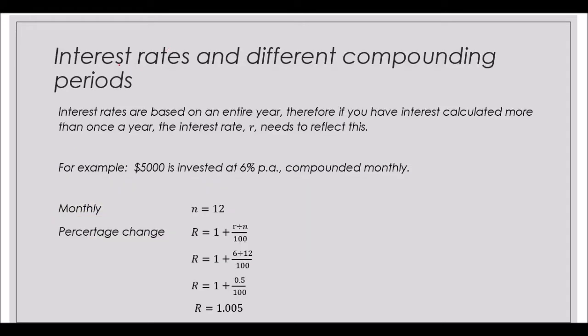Alright, so interest rates and different compounding periods. Interest rates are based on an entire year. Therefore, if you have interest calculated more than once a year, the rate R needs to change, depending on the number of times it's being compounded per year. Here's an example. 5,000 is invested at 6% per annum, compounded monthly. So how do we figure out the percentage rate if it's being compounded monthly?